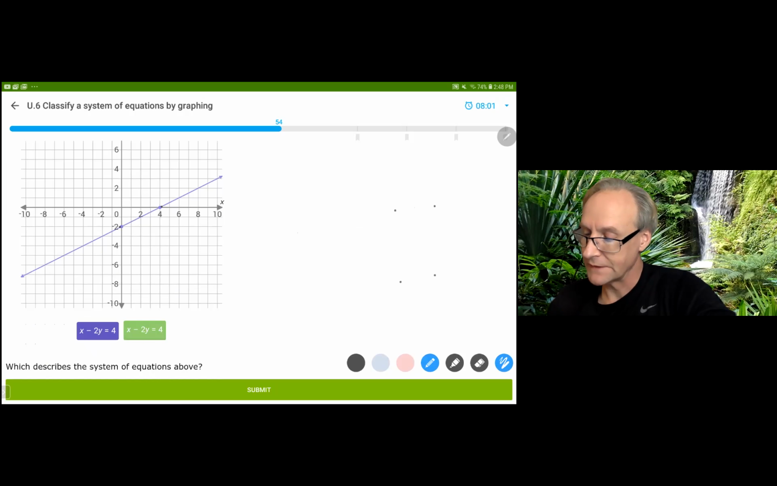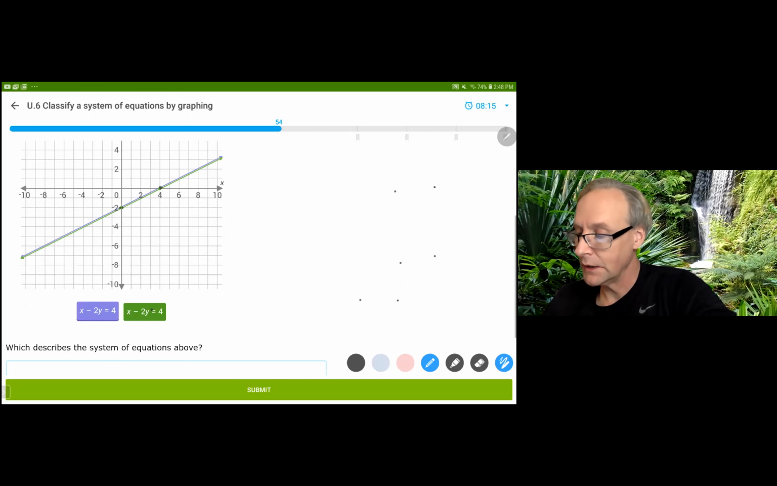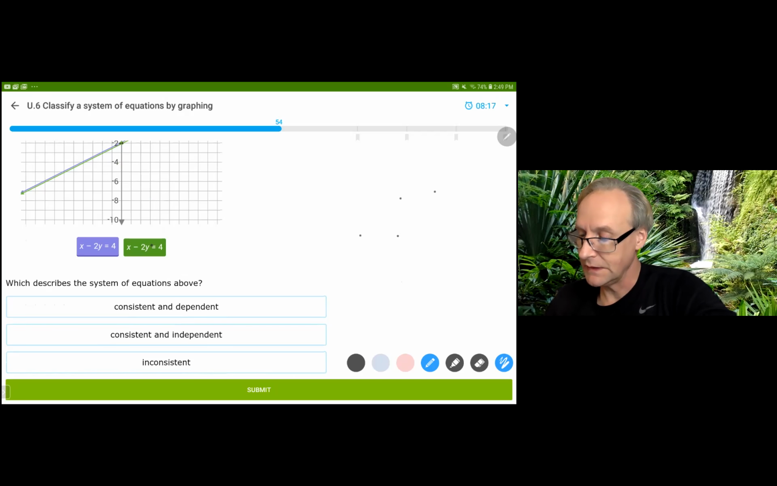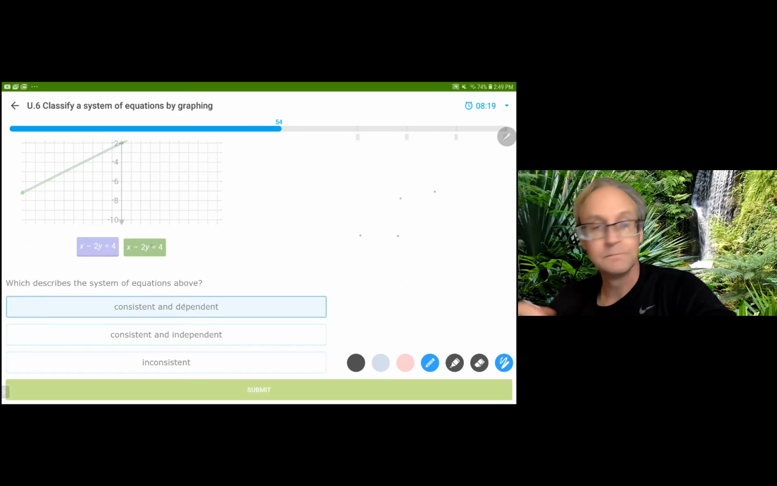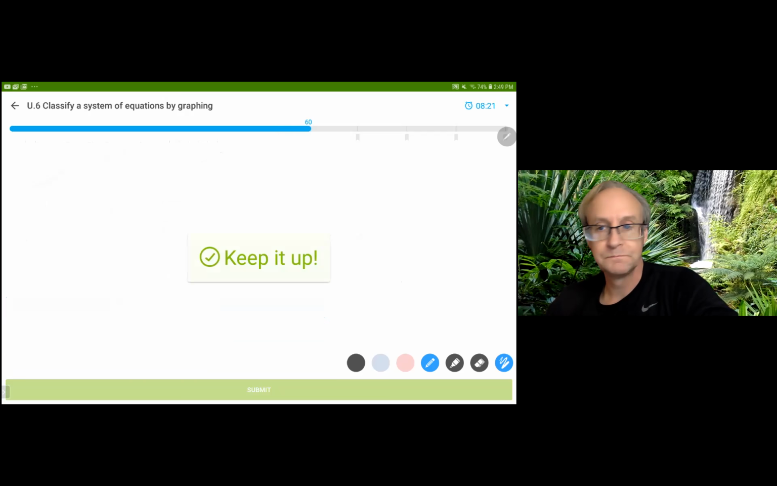And of course, that's our blue line. Now we're going to do the green line in the same place. And there they are. They both go through 4, 0 and 0, -2. And you can see why if you think about the numbers. And they are consistent and dependent because they're the same line in standard form.